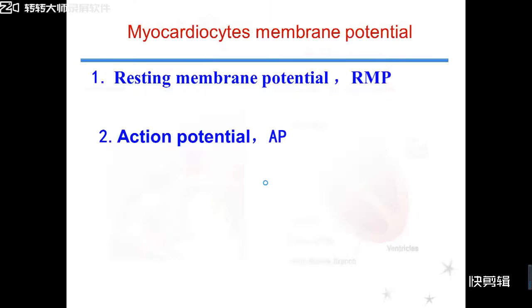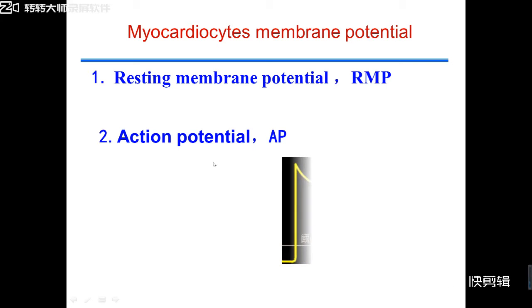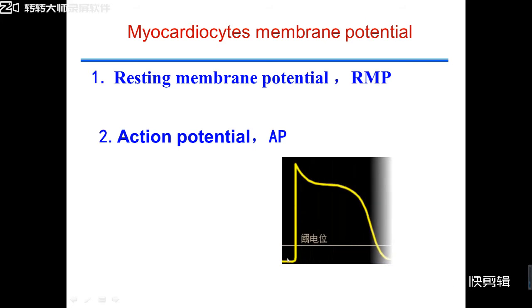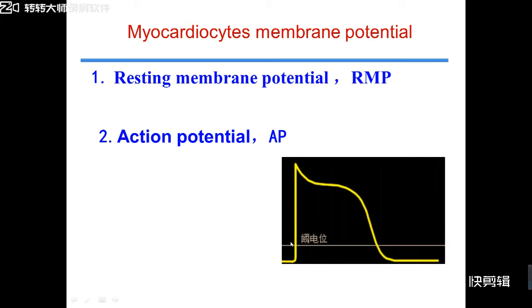Okay. And we know RMP is the resting membrane potential. Compared to RMP, when the cardiomyocyte voltage goes from negative 90 mV to negative 70 mV, the negative 70 mV is the threshold potential.